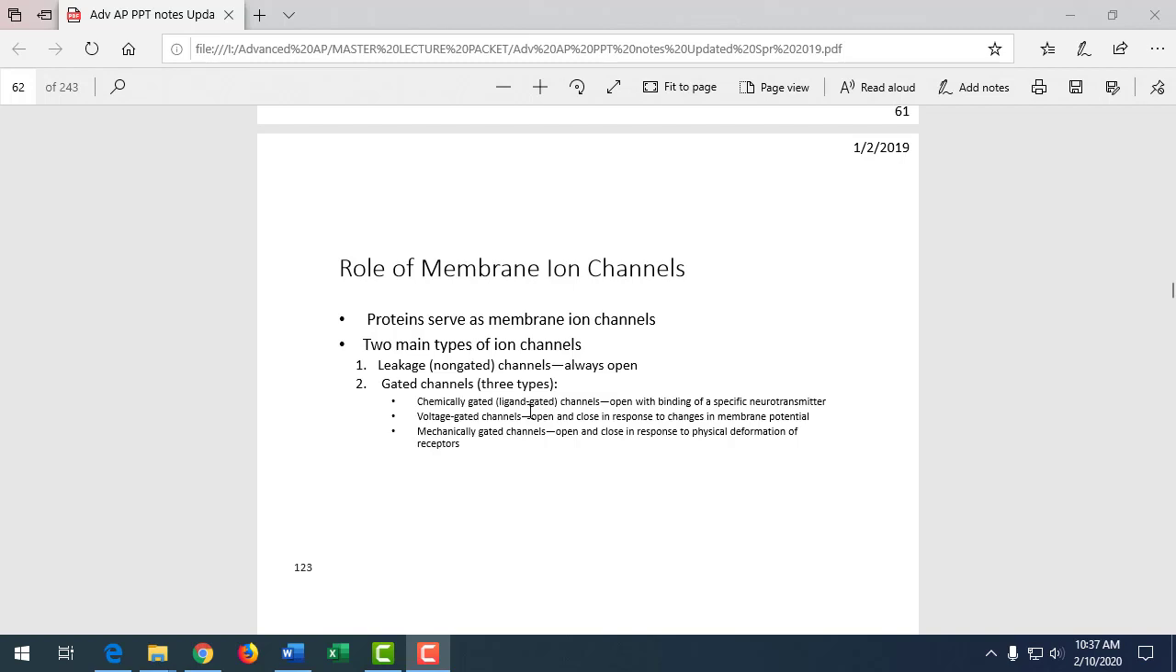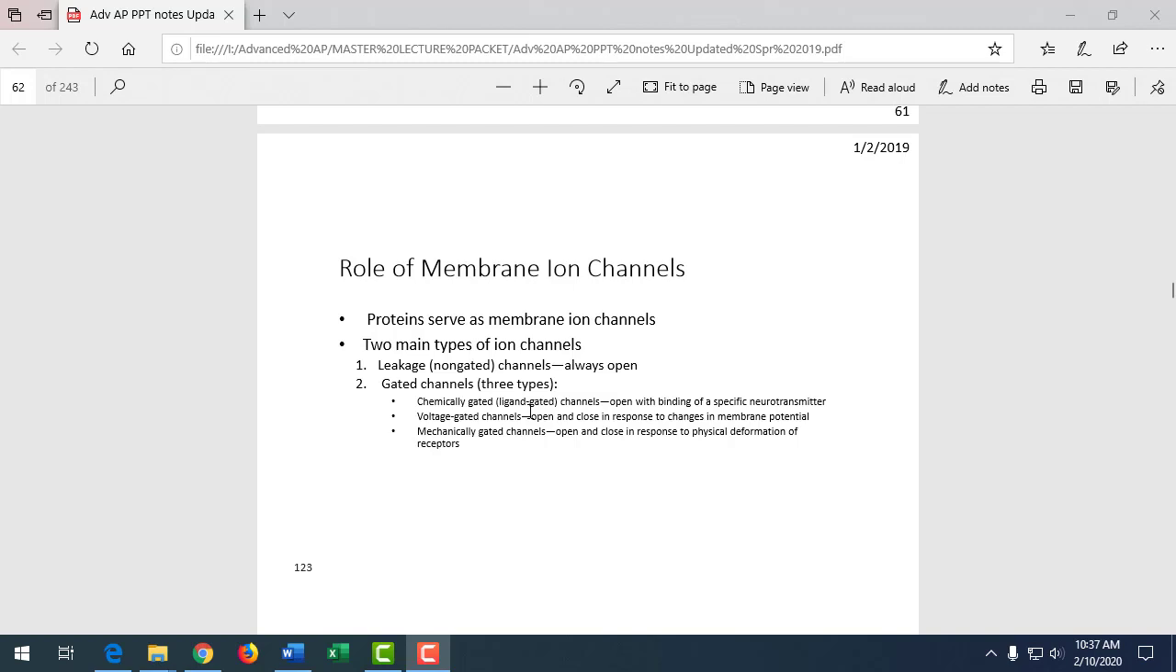But there's gated channels. There's three types of gated channels. There's chemically gated channels or ligand gated. Have you heard ligand gated before? Okay. So that's when a chemical has to bind to that channel. For example, a neurotransmitter has to bind to the protein on the membrane, and then the channel opens. And the chemical, most cases, is a neurotransmitter like acetylcholine. Remember talking about acetylcholine in general A&P, ACH? Norepinephrine is another one, epinephrine.